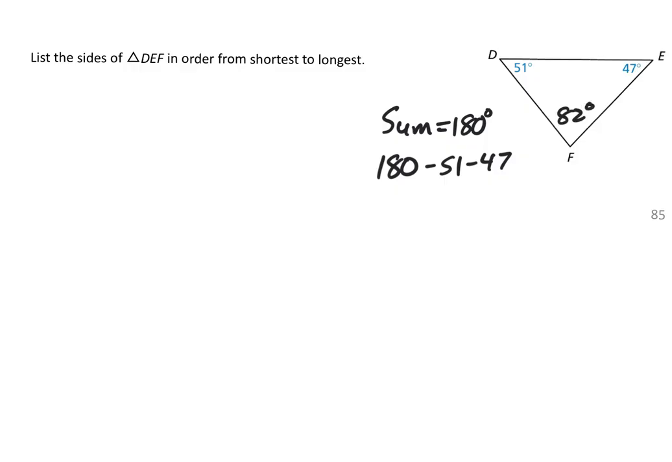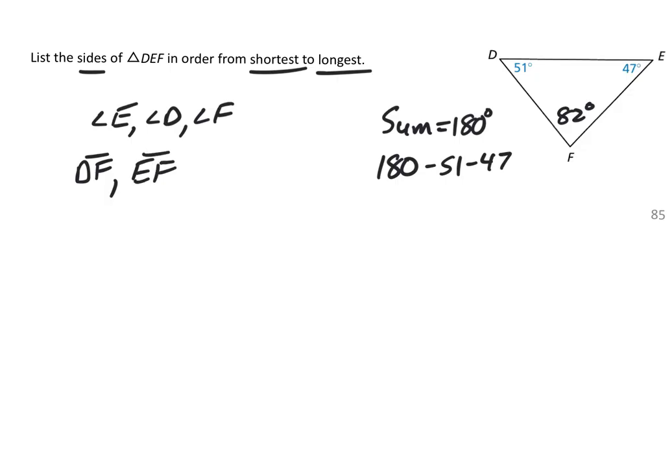So if I put these angles in order from smallest to largest, the smallest angle would be angle E, and then angle D, and then angle F. But we want to put the sides in order from shortest to longest. So because we know the angles, what side would be across from angle E? Well, here's angle E, so we're going across the one that does not touch it, and that would be DF. So DF is the shortest. The middle one would be EF, and the longest one would be DE.